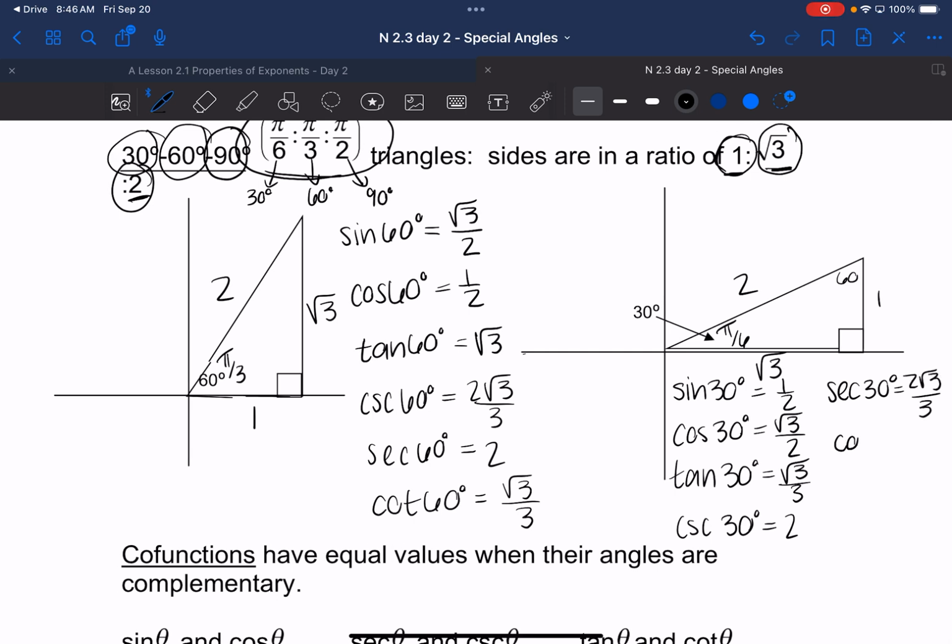And then lastly, we need cotangent of 30 degrees, which is going to be square root of 3. Nice. Okay. So the reason that we only need these two triangles, one with 30 and one with 60, is because all the way around the unit circle, it just repeats itself, right? It just increases by increments of 30 degrees.